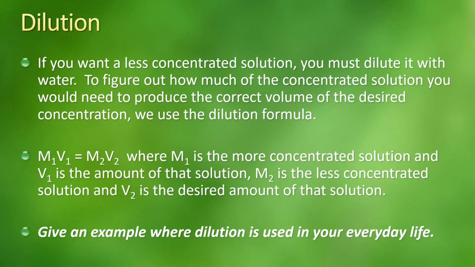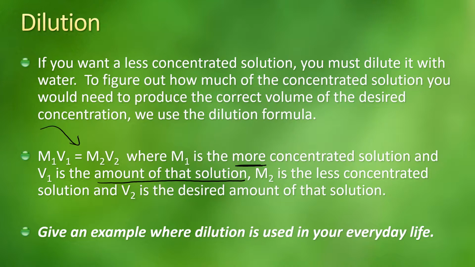If we want to make a solution less concentrated, we would dilute it with water. To figure out how much of the concentrated solution you would need to produce the correct volume of the desired concentration, we use the dilution formula. M1V1 equals M2V2. In this formula, M1 is the more concentrated solution. V1 is the amount of that solution.